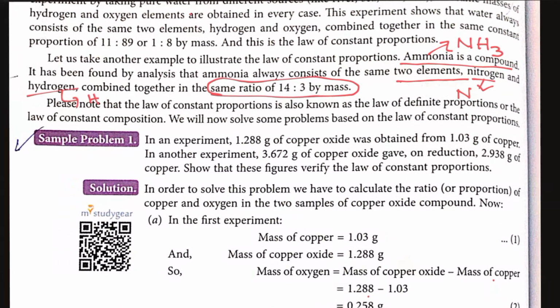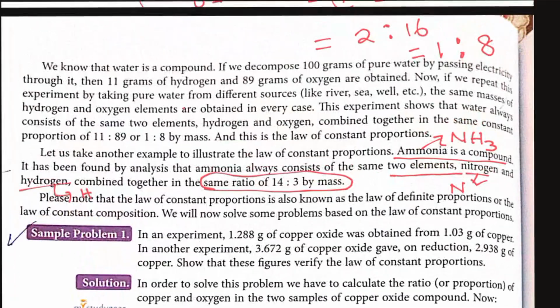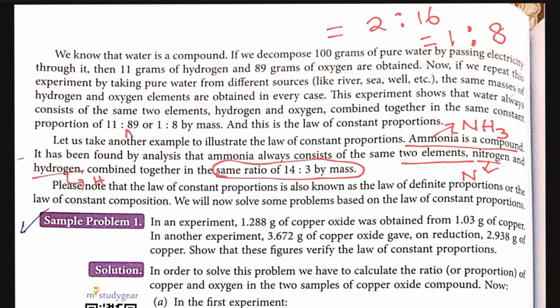Why 14:3? Because here again the atomic mass of nitrogen is 14 and of hydrogen is 1. There is 1 nitrogen and 3 hydrogens, so N:H by mass is equal to 14:3. I hope it is clear.